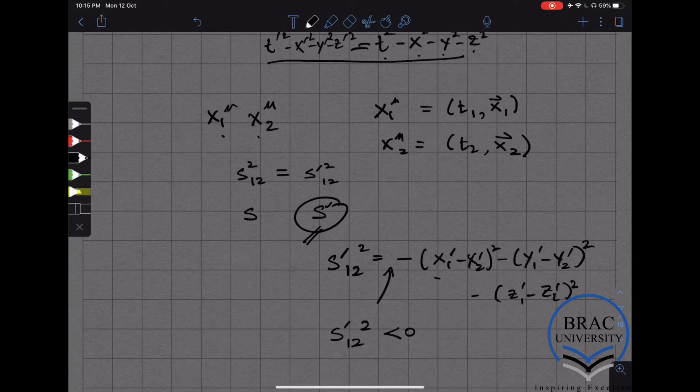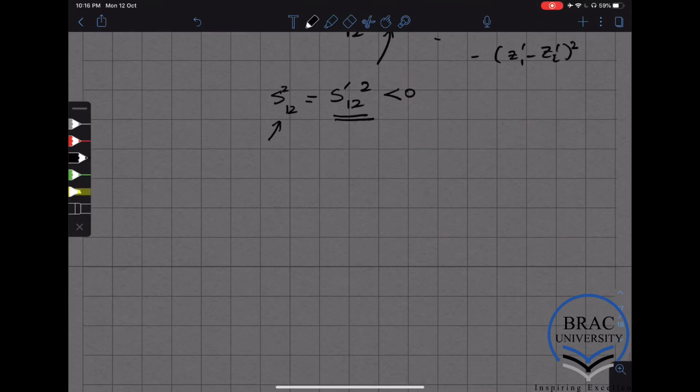So this is the condition that has to be satisfied if there is a transformation such that the interval S12 is taken to another interval such that the time coordinates are the same. But of course, this is invariant, so this is equal to S squared of 1, 2. So the fact that this is negative is independent of the reference frame.